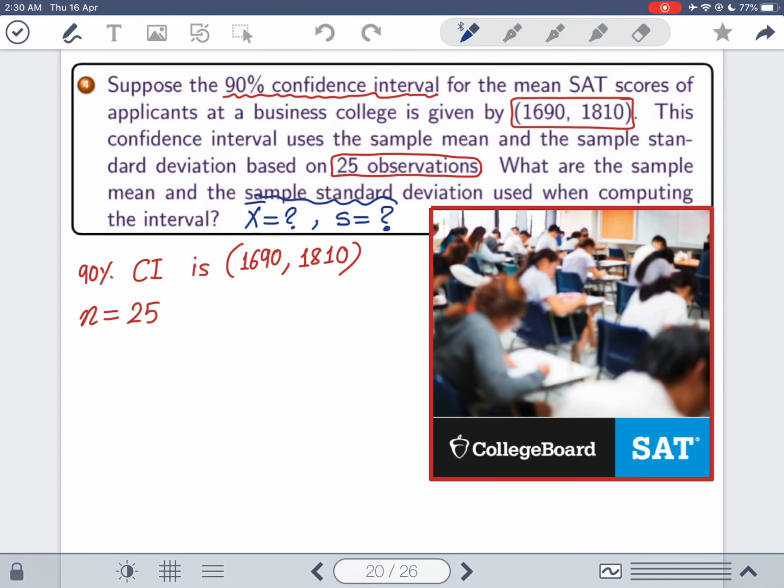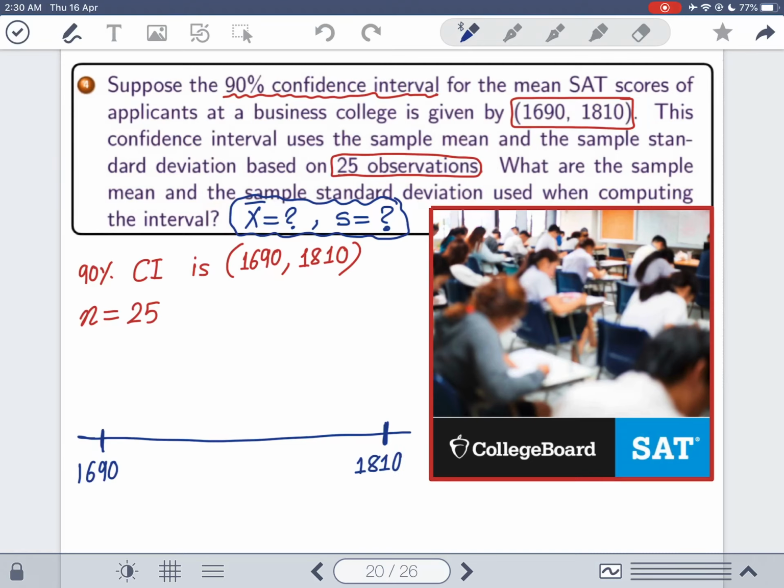An interesting question, this one. Finding X bar and S. I suggest that you pause the video and try solving it yourself. This is a very nice question also. So let us start first solving by putting an interval like this, and put 1690, it's the lower confidence limit, and the upper confidence limit is 1810.